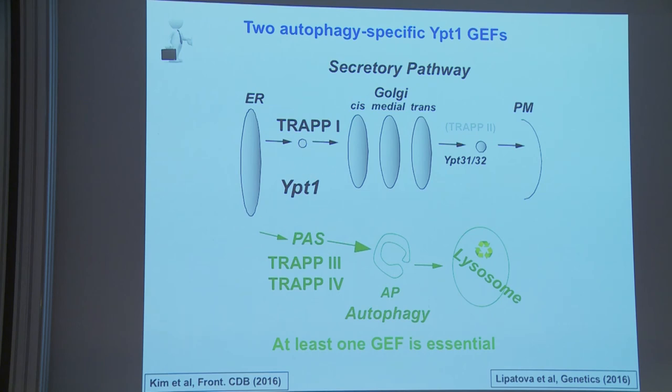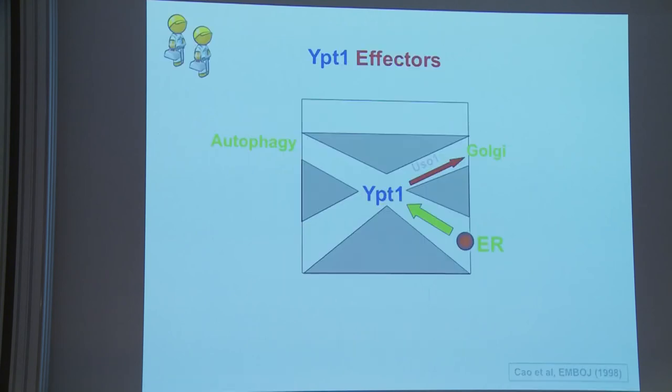So YPT1 is required for cell viability because of its role in secretion. It's required for autophagy under stress. No YPT1, no stress response. For these TRAPPs, one GEF is enough, so you need to delete both in order to see the full effect. Okay. Now, what about the effectors? Here again, we have YPT1 going from the ER, a vesicle goes from the ER to the Golgi, we know what the effector is.